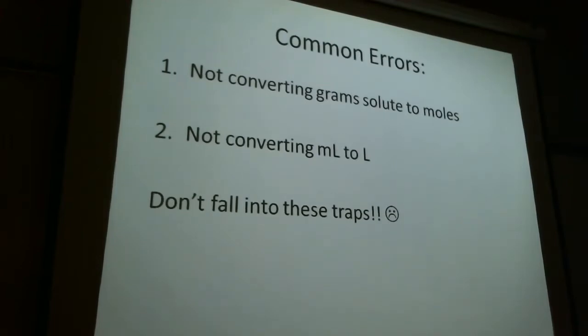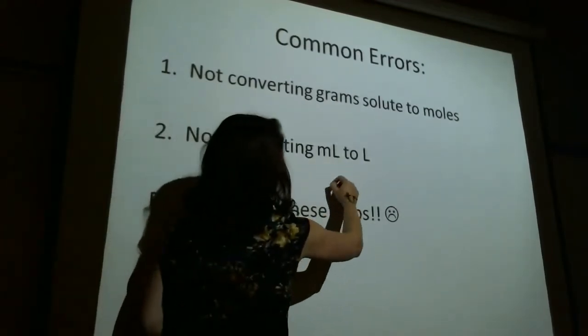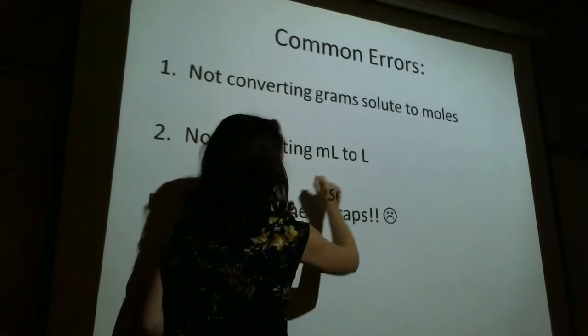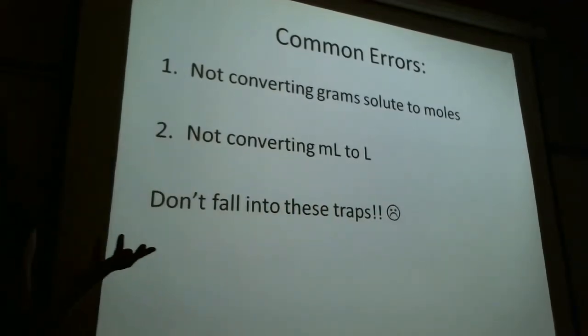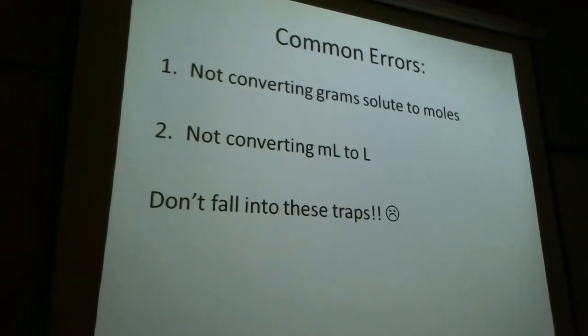Now, it's easy to convert milliliters to liters, right? You don't need to write a conversion factor. I mean, you can, but it would be milliliters times 1,000 milliliters per 1 liter, right? So you're dividing by 1,000. So if you just remember to move the decimal 3 to the left, that's easy to do, right? That's not a difficult conversion.